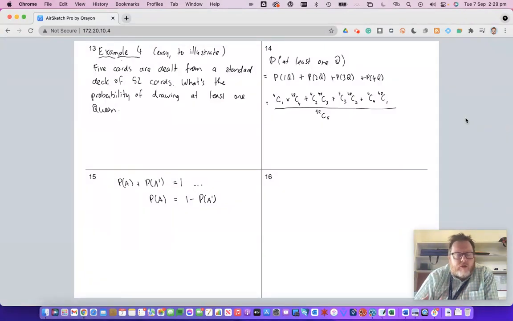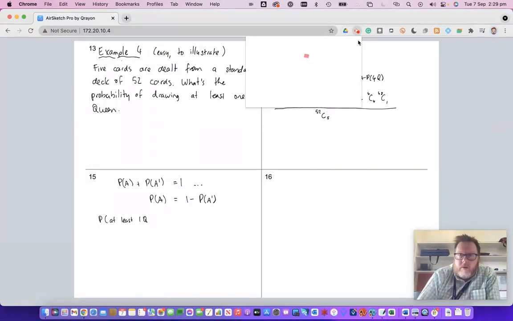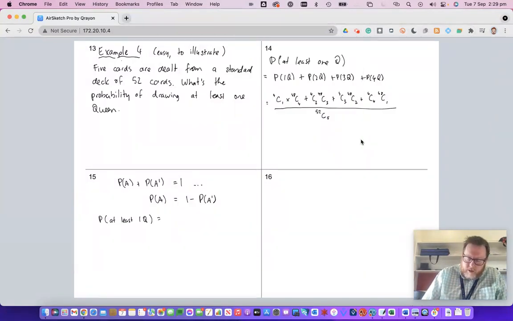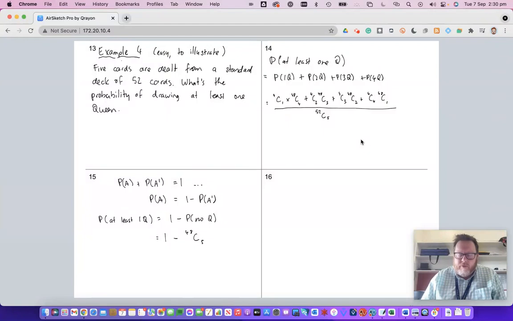Your hand does not have any queens in it at all. So let's have a look at that. So we can say the probability of at least one queen is going to be 1 minus the probability of no queens. Well, what's the probability of no queens? The probability of no queens would be taking all the queens out of the deck. So that would leave us with 48 cards, sorry. So it would be the probability of 48C5, picking 5 from the 48.